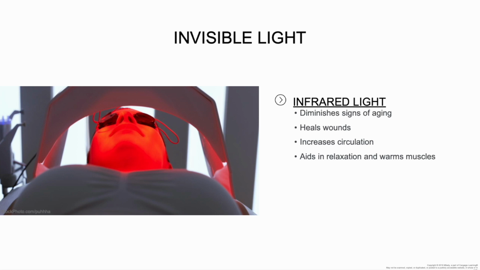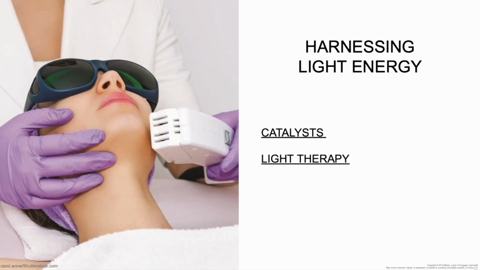Infrared lamps are used mainly during hair treatments, processing hair color. They're also used in spas and sauna for relaxation and for warming up muscles. Infrared light has been used to diminish signs of aging, such as wrinkles, and to induce wound healing and increase circulation. So, in a spa environment, if you're not a cosmetologist, so you're not doing hair or processing color, using infrared light, the actual red setting, is going to help with wound healing, increasing circulation, and aiding in relaxation and warming up the muscles.